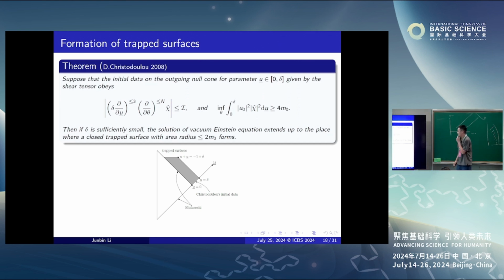It has a very special ansatz. The most important condition is that the incoming energy has a lower bound related to the spherical section. Then if delta is sufficiently small, which is the requirement from the PDE part to guarantee the existence of the solution, the solution of the vacuum Einstein equation extends up to the place where a trapped surface forms to the future. Because the energy has this lower bound, the area of the trapped surface has an upper bound. The more energy you have, the smaller the black hole you will have. So these are those results.